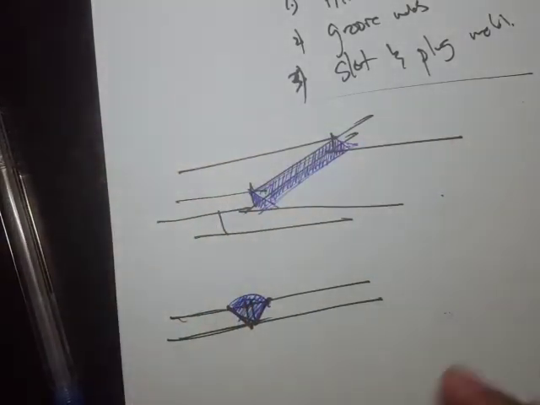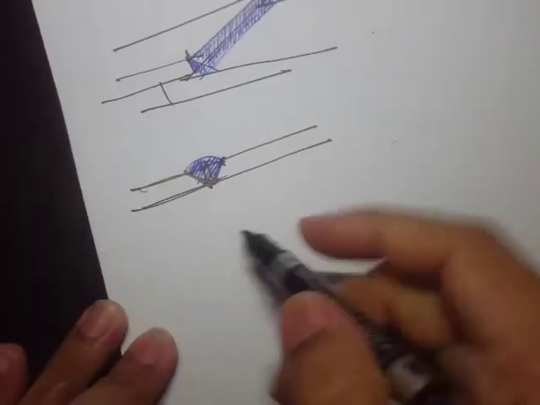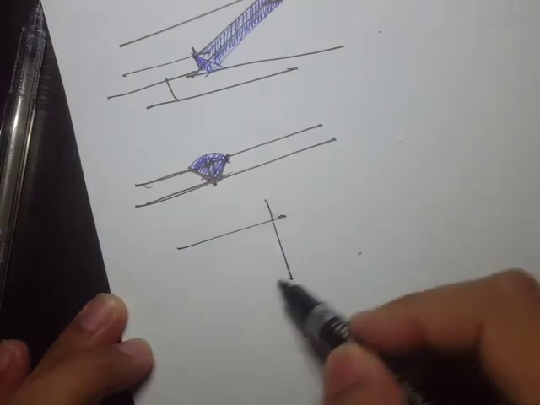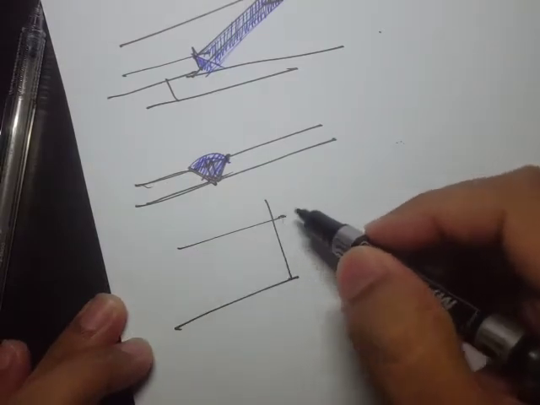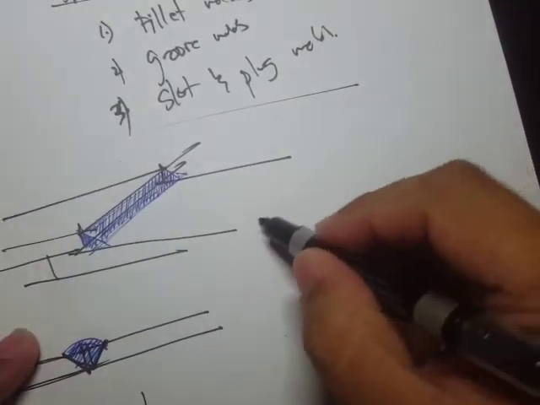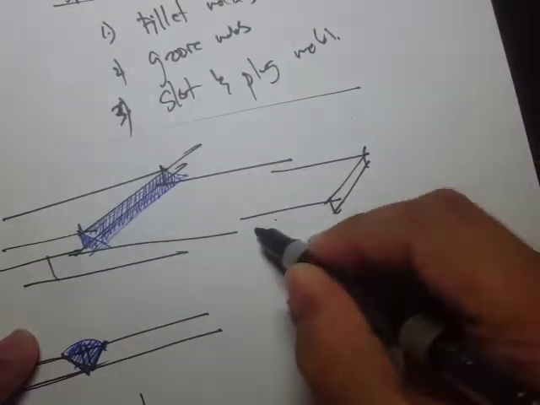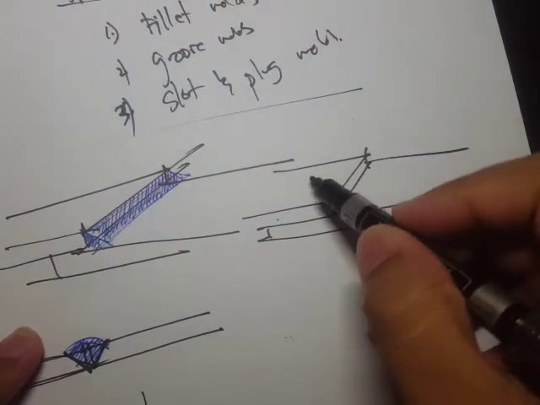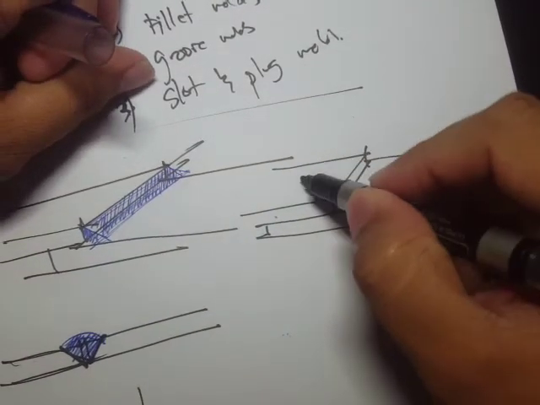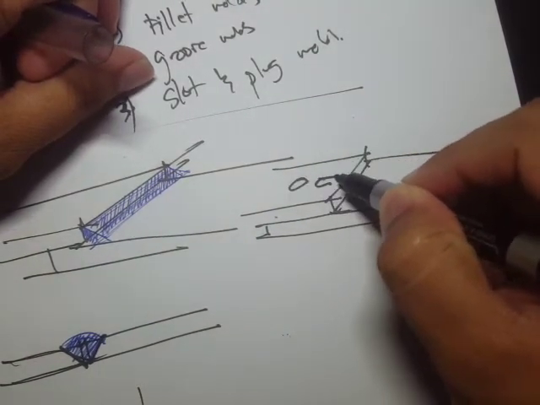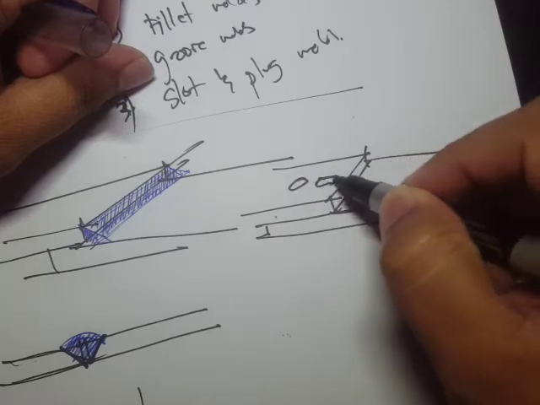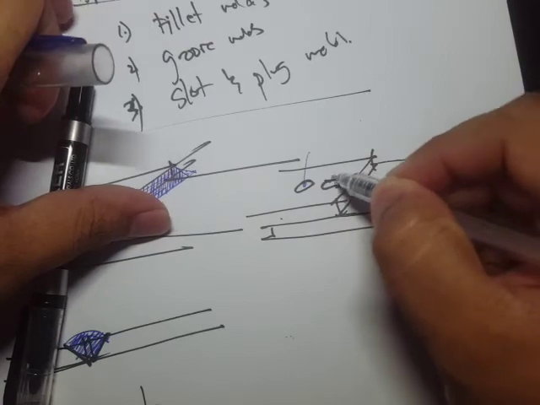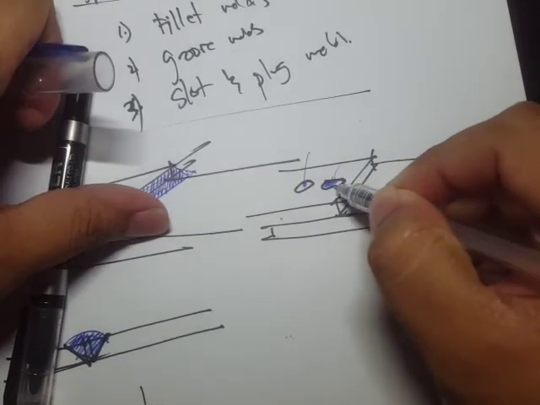And this plug and slot weld, okay, let's draw in 3D again. For the slot and plug welds, you're actually drilling a hole or a slot so that you can provide the weld in that slot or in that hole.